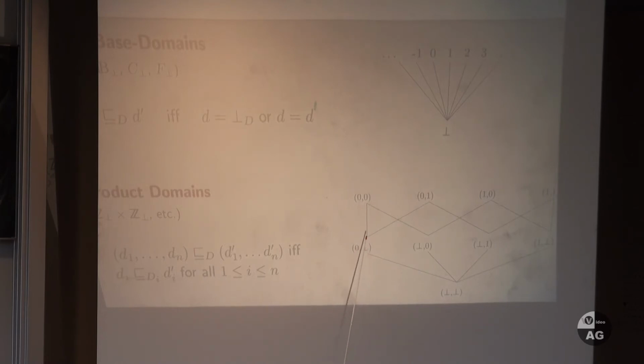So 0 bottom is less defined than 0, 0, or 0, 1, or 0, 2. And similarly, bottom 0 is less defined than 0, 0, or 1, 0, or 2, 0. And so we have now these different stages of definedness. And if we have no lines between two elements, then they are incomparable. So that means that this, and this, and this, and this, they are all incomparable.